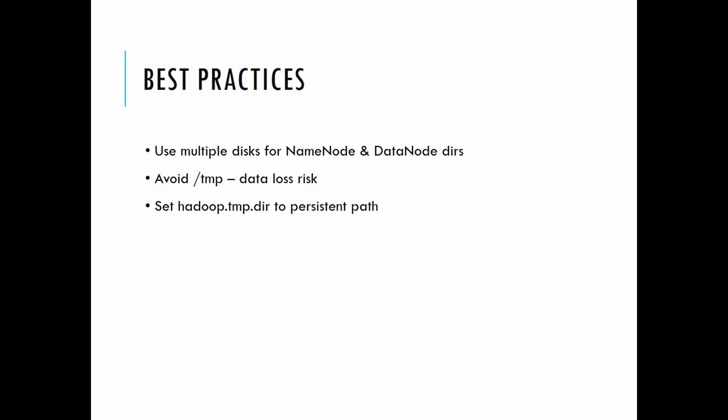Here are some best practices for managing HDFS directories. Always use multiple disks for both NameNode and DataNode directories to enhance performance and fault tolerance. Never use volatile directories like /tmp for storing HDFS data. Instead, configure hadoop.tmp.dir to a dedicated and persistent location.